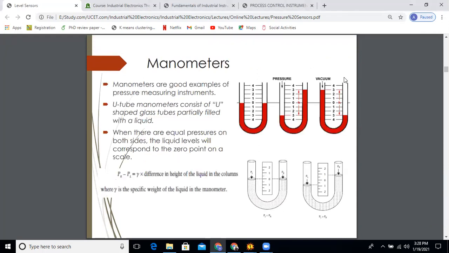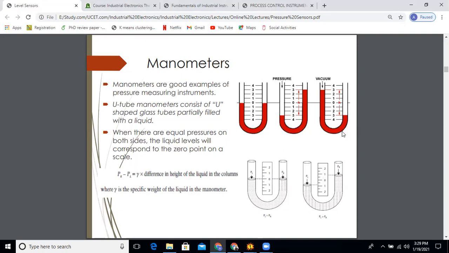Now, manometers are good examples of pressure measuring instruments. U-tube manometers consist of U-shaped glass tubes which are partially filled with a liquid, and this liquid is used to measure atmospheric pressures, air pressures, vacuum pressures, etc. When there are equal pressures on both sides, the liquid will be leveled. When the pressure is different on both sides, the difference is read relative to the 0 point on the scale. The 0 point is when both sides have an equal quantity of pressure.